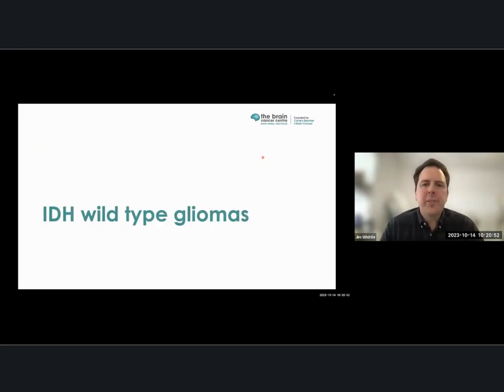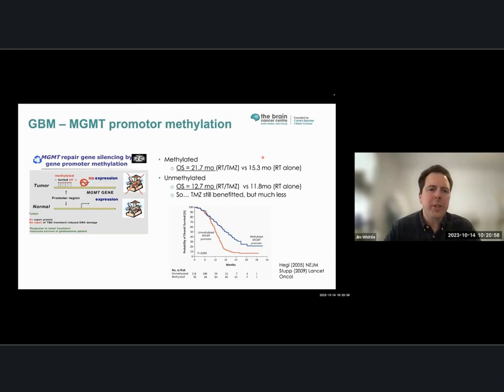Now, for wild-type gliomas, there hasn't been quite the same change here. We know that MGMT promoter methylation remains the key prognostic marker for this group. Looking at the schematic on the left, when this is methylated, it essentially turns off this gene repair, and so there's no expression. And that's a good thing, because we don't want DNA repair when we're trying to treat patients with DNA damaging agents, both radiation and chemotherapy. And in the unmethylated group, there is still expression of MGMT, and so that allows it to repair DNA damage, and hence both radiation and chemotherapy are less beneficial.